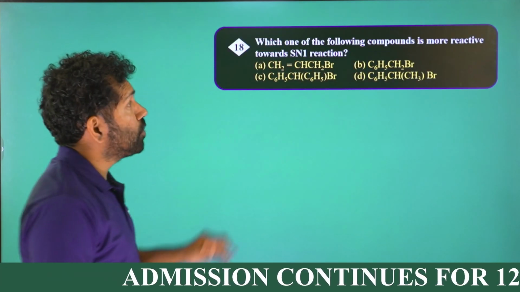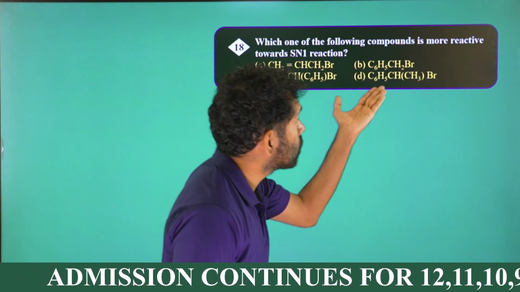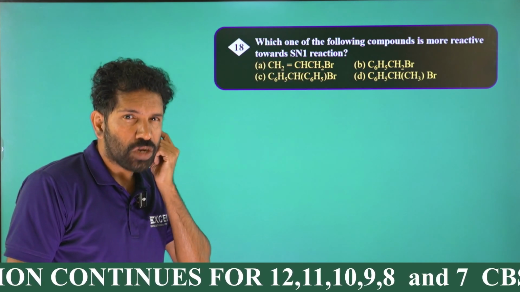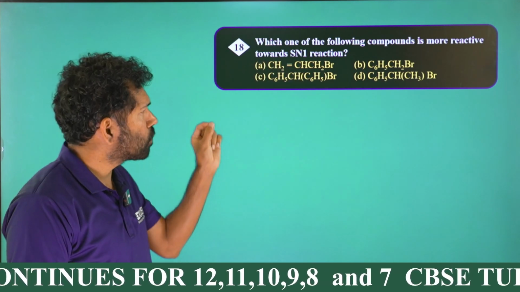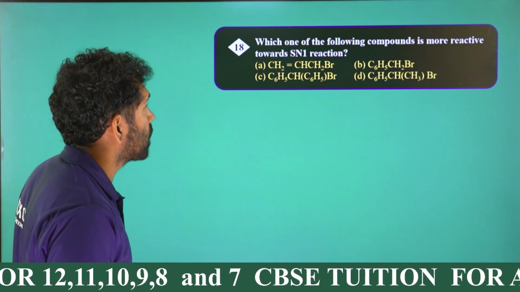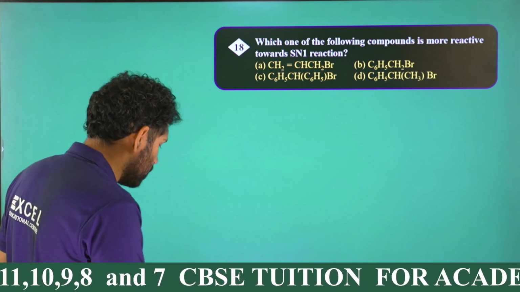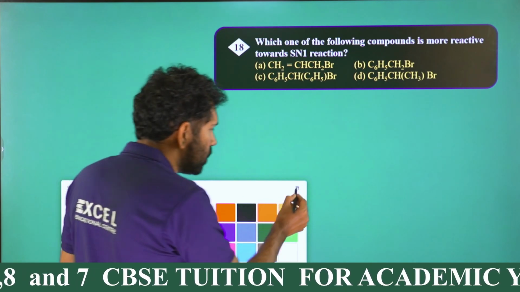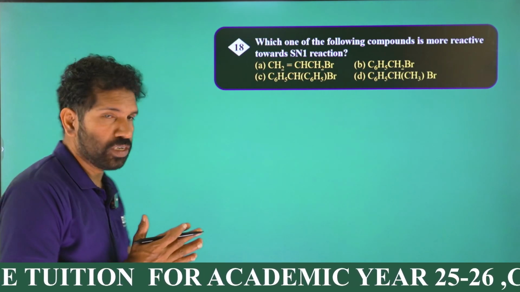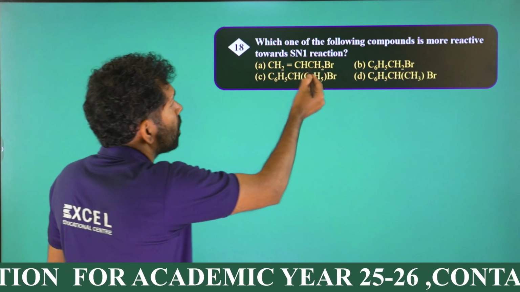Next one: which one of the following compounds is more reactive towards SN1 reaction? This is also one of the board questions. Most of the students are struggling here, so we will write everything and discuss the answer. SN1 order of reactivity we already studied, right? This is coming under allylic.